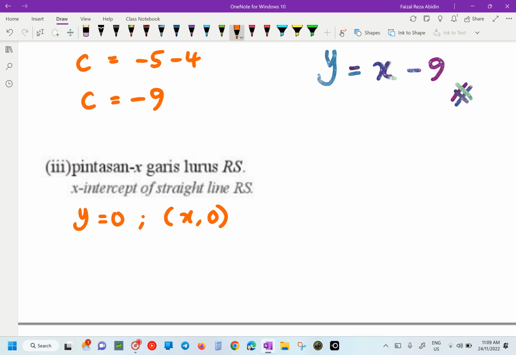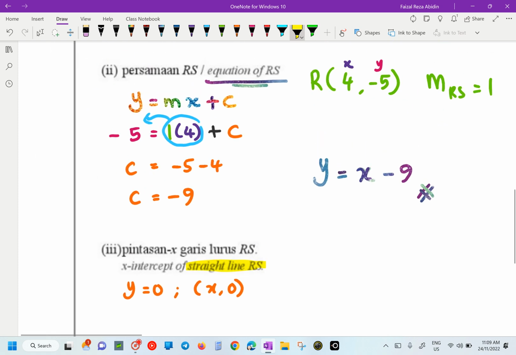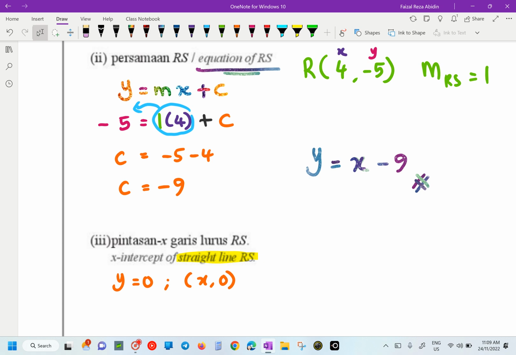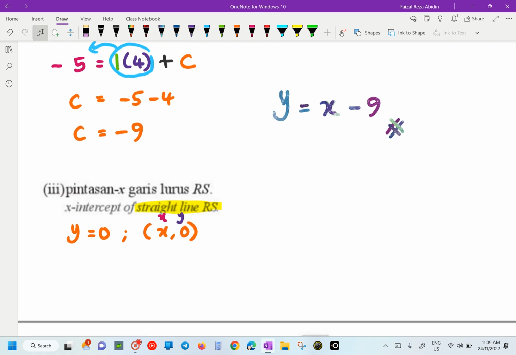When (x, 0), then we are going to use the straight line RS. Did we have our equation of straight line RS just now? Already, right? We found in our second question that y equals x minus 9. So what are you going to do here? Substitute into our equation of straight line. This is our x, this is our y.